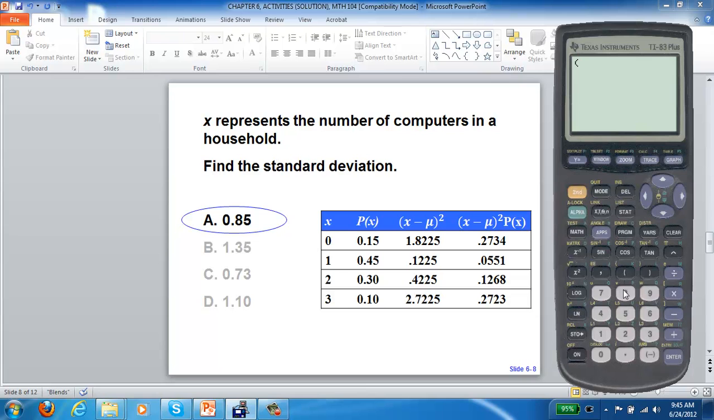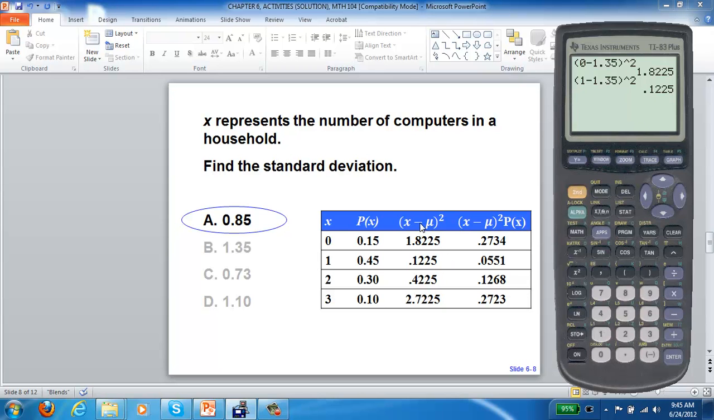So parenthesis 0, which is the x, minus 1.35, which is the mean, close the parenthesis, and then you take the square. And as you can see, this is 1.8225. I'm going to do also the next one. 1 minus 1.35, close the parenthesis, take the square, so this is 0.1225, and then you continue.